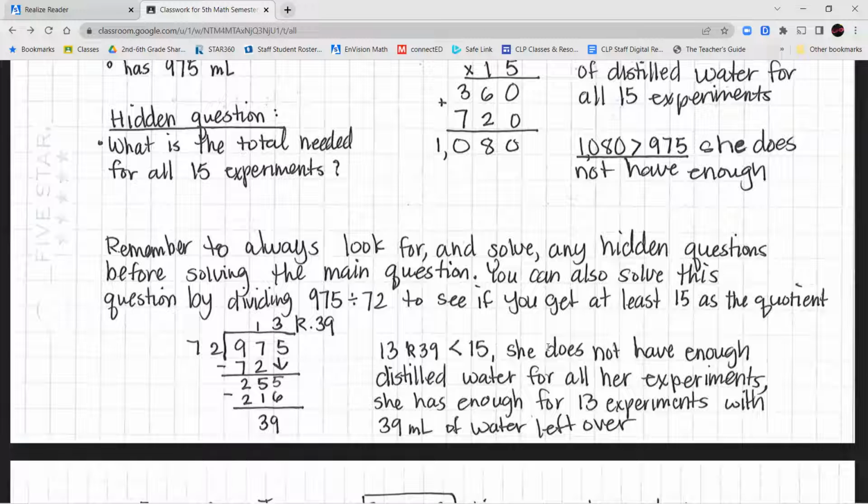Now 13 groups of 72 with an extra 39 milliliters is still less than the 15 experiments she needs to do. So here, when we divided, we found out that she could do 13 whole experiments and have 39 milliliters of water left over. But she doesn't need to do 13, she needs to do 15. Now, since 13 is less than 15, we know again that she does not have enough distilled water for all of her experiments. She only has enough for 13 of her experiments.